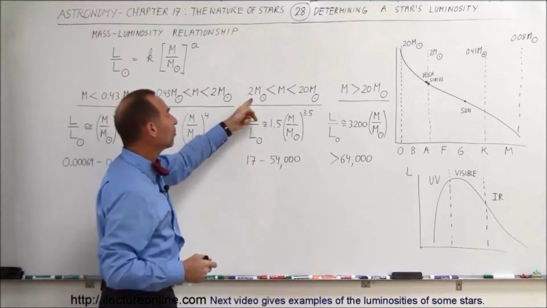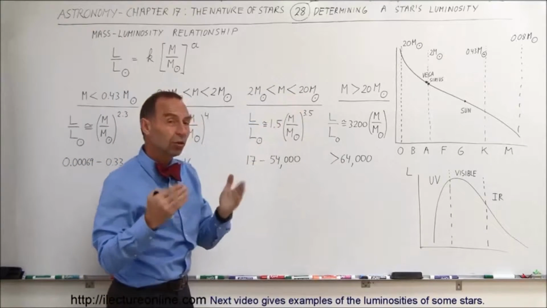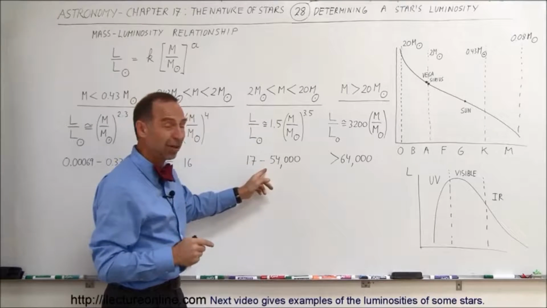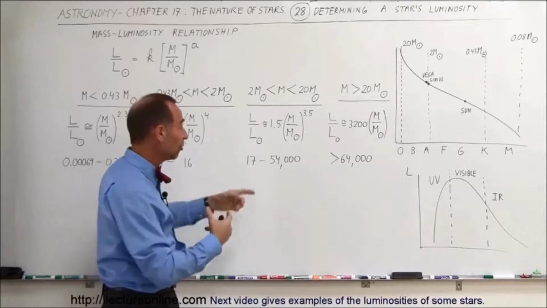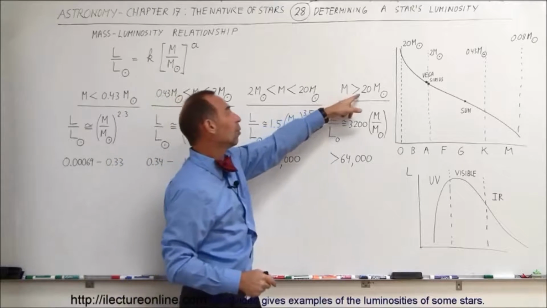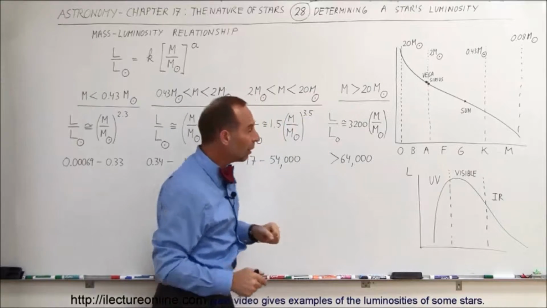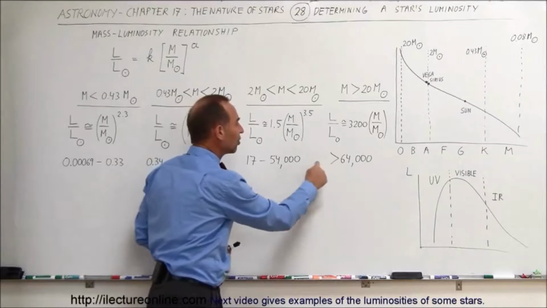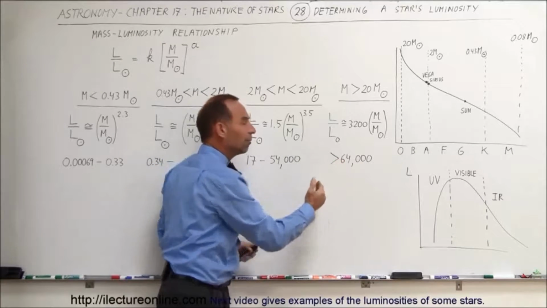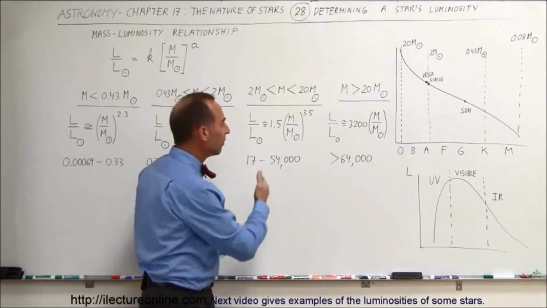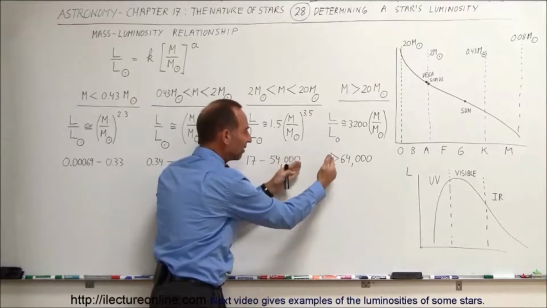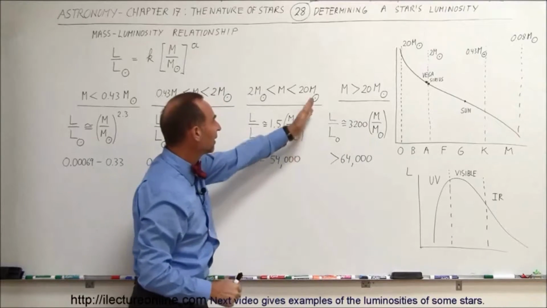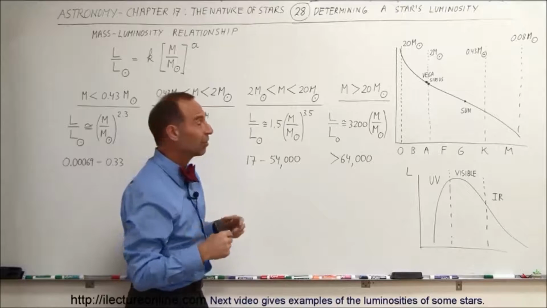For stars from 2 times the mass of the sun to 20 times the mass of the sun, the luminosity is about from 17 to 54,000 times the luminosity of the sun. Imagine 54,000 times as much luminosity as the sun. And then for stars that are more than 20 times the mass of the sun, it would then be greater than 64,000. Notice there's a little bit of a mismatch here between the two equations. There's kind of a jump, which is of course not normally the case, but the equations don't quite mesh at this particular limit. But you can see anywhere from 50 to 60,000 times the luminosity of the sun by the time the star is about 20 times the mass of the sun.